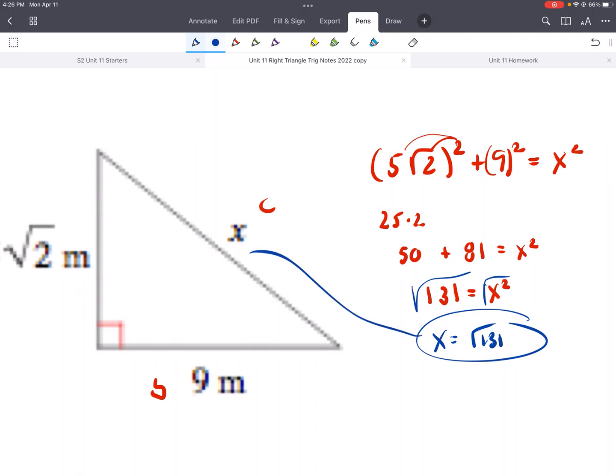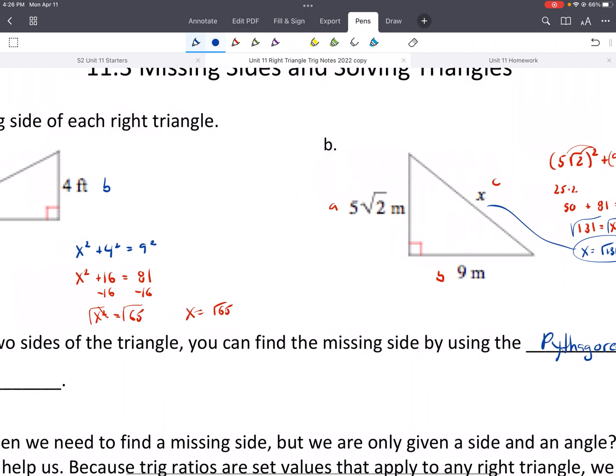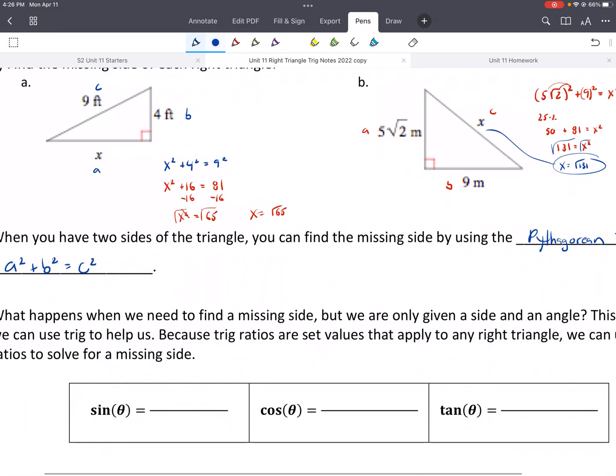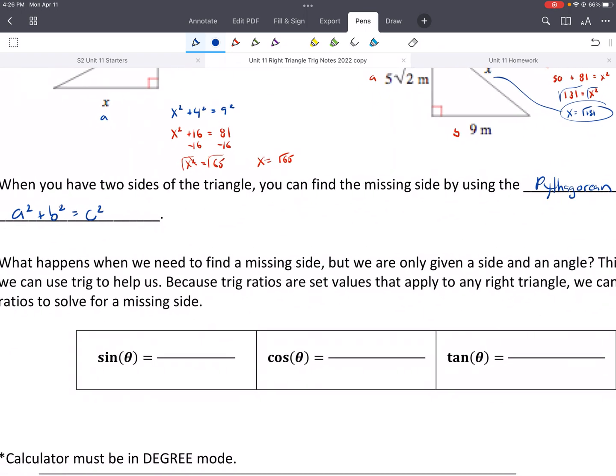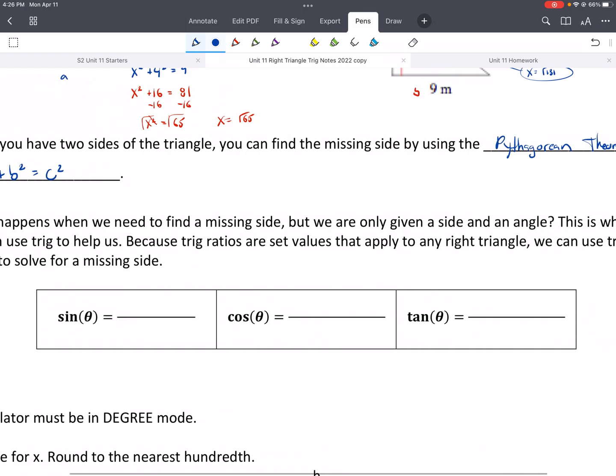So those are just your sides. That's what we're looking for. We're not writing down ratios or anything, so you don't need to rationalize the denominator or simplify fractions or anything. All right? But what happens if you only have one of your sides? What happens if you need to find a missing side, but we're only given a side and an angle? So that's what we're covering today.